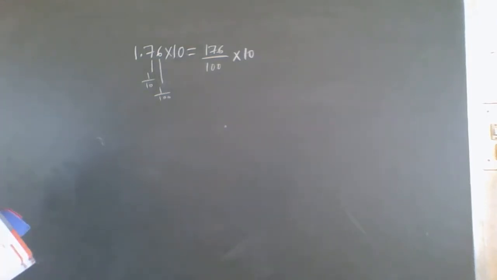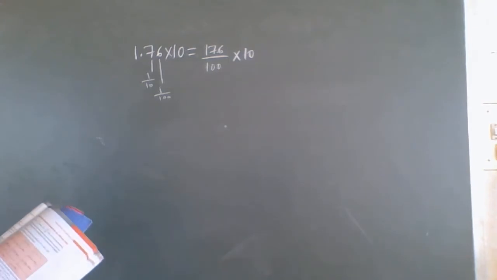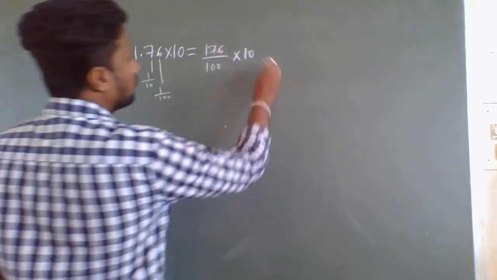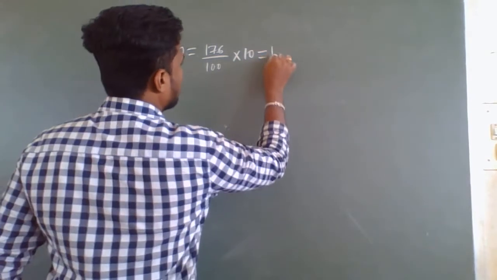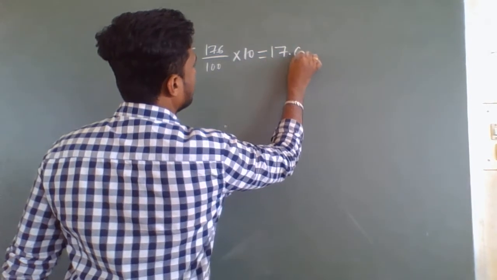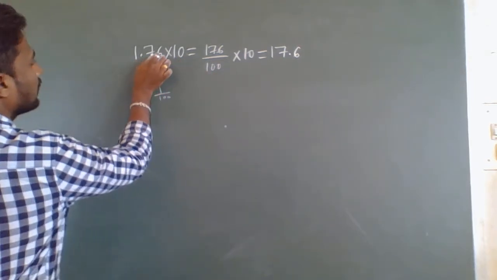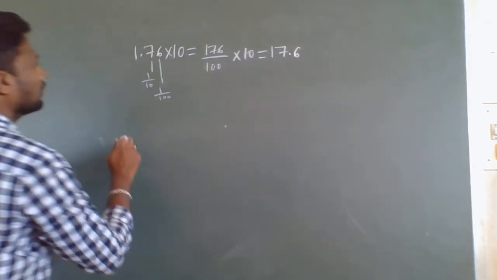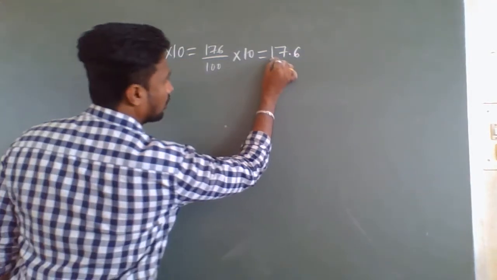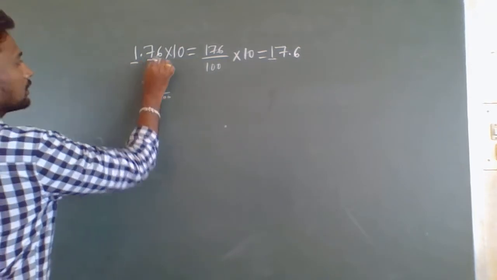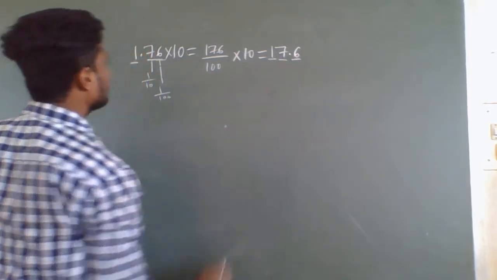Okay. So now 1.76 into 10, what can we write here? They have given the answer as 17.6. 1.76 into 10 means 17.6. What did they do here? The digits are the same. Here we have 1, and in the product also we have 1. Here it is 7, and this is also 7. Here this is 6 and this is also 6.